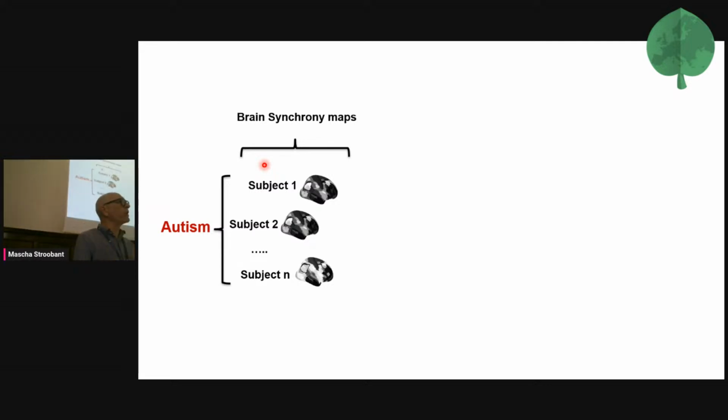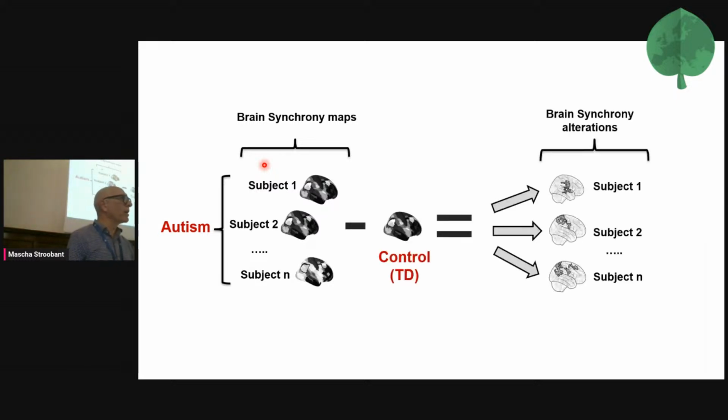For each individual, we calculated a synchrony map, and then we compared each map with an average synchrony map for a control population, typically developing people. And by doing that, we can get difference maps that tell you where and how this symphony of signals is altered. And with this simple approach, we learned a lot. This was really enlightening. And the main take-home messages are two, I guess.